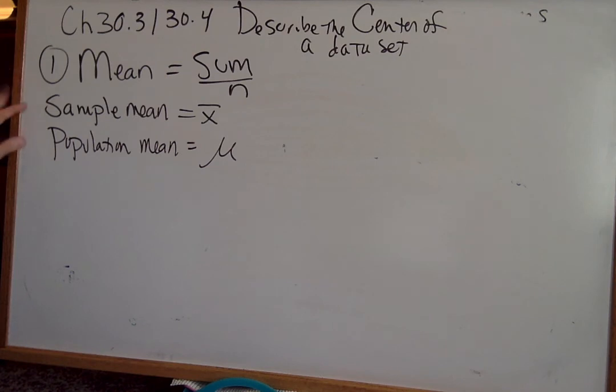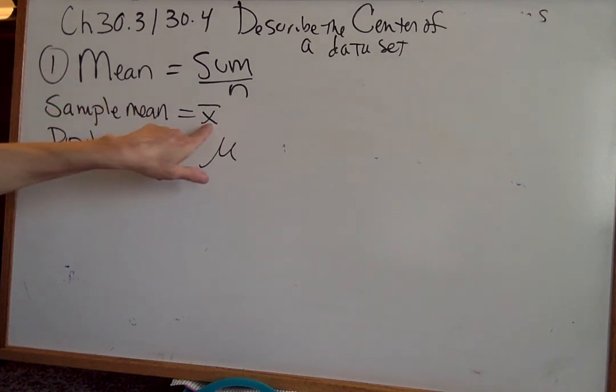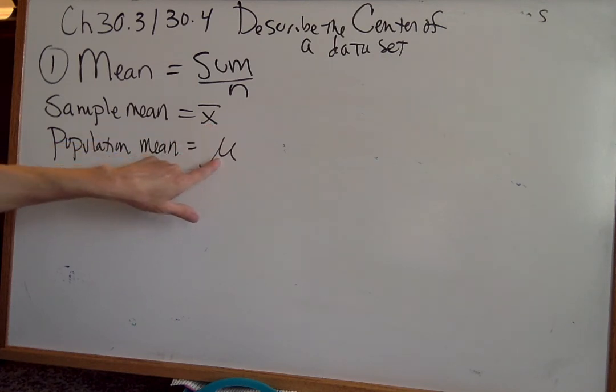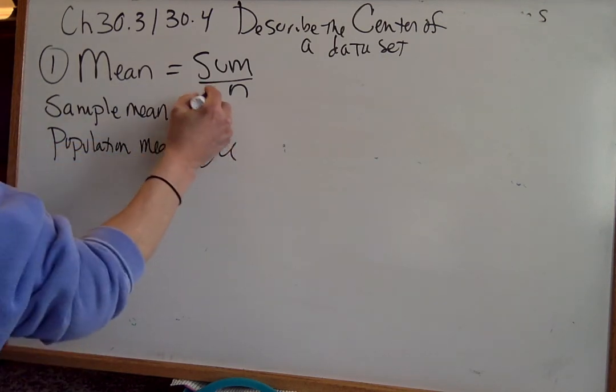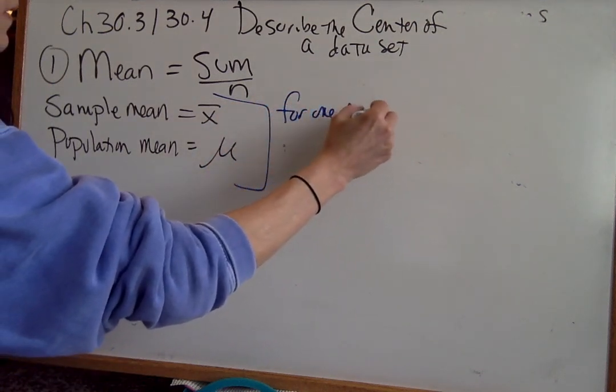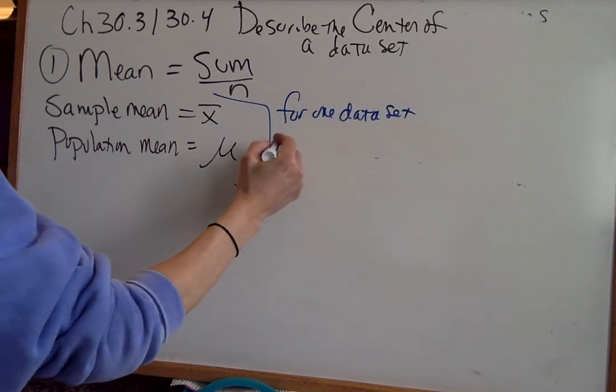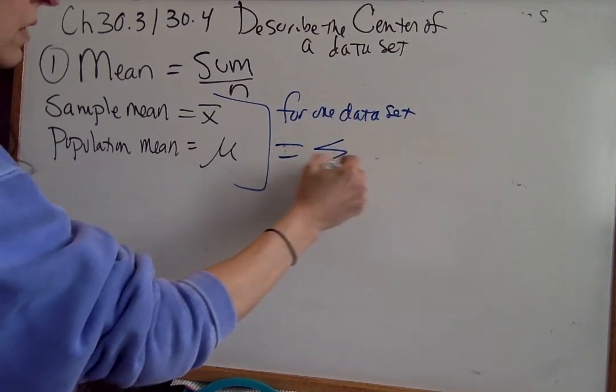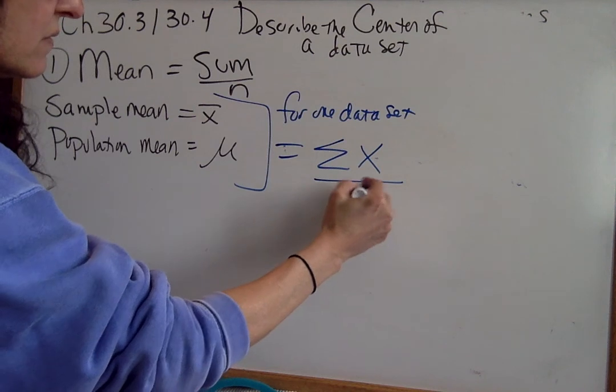If you ever teach Algebra 1, we actually introduce, and it is highly encouraged now in the state of Virginia, to introduce the TI-83s into the Algebra 1 classroom. Where it gets confusing is the TI-83 only gives you that symbol. It never gives you this symbol. But for one data set, these are equal. They both equal: add up the data points, divide by how many.